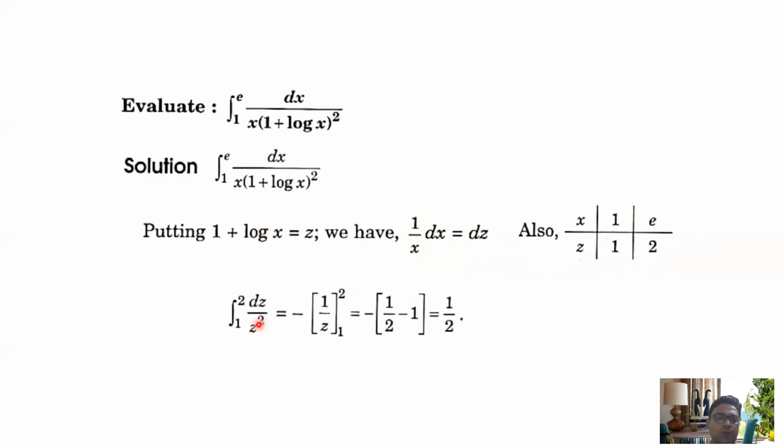So if I substitute everything into this expression, what are we getting? The limits 1 to e transform into 1 to 2, and dx by x is replaced by dz. So ultimately we are getting dz by z square, which is equal to minus 1 by z from 1 to 2. Ultimately you have half, minus 1 and the minus sign, so that means half. So this is also one example from substitution.